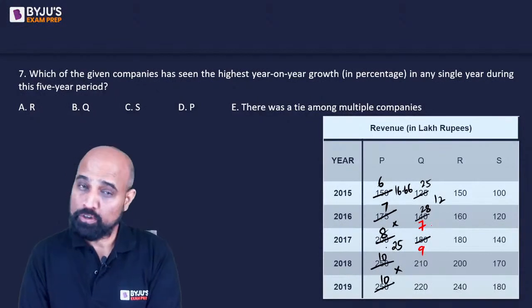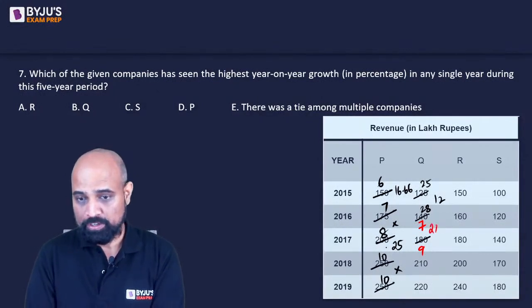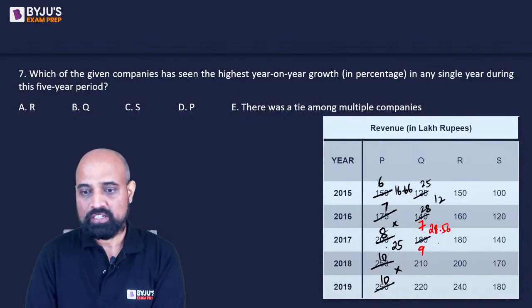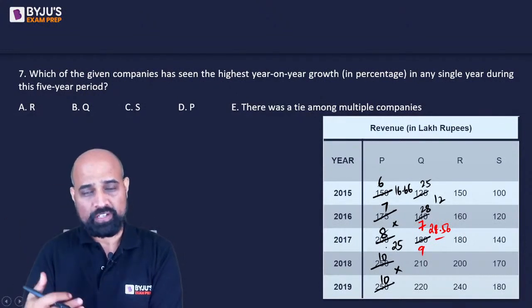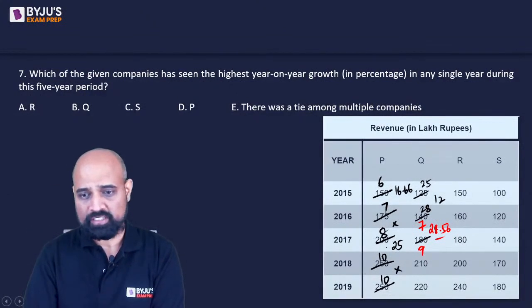Now 1 by 7 is 14. 2 by 7 is 28.56. So 28.56. अभी तक highest ये चल रहा है. 180 has become 210. So that's an increase of 30 over 180. 1/6, 16.66. ये भी है. We need to find the highest ना. तो ये सब तो नहीं होंगे.